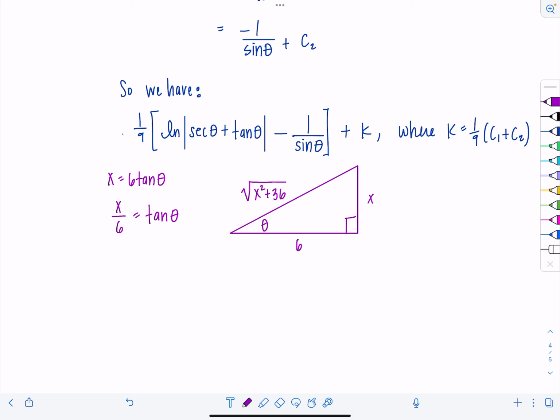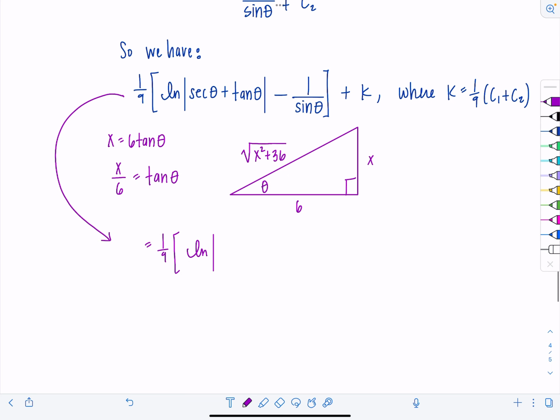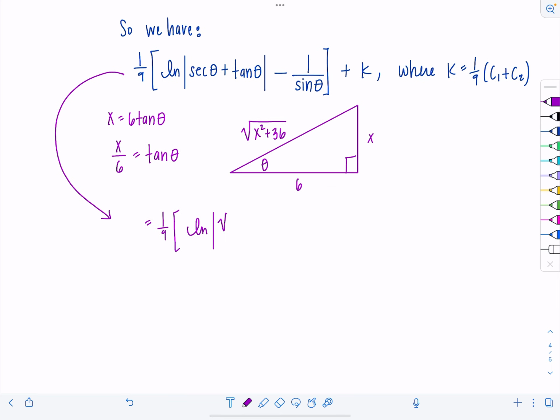Lovely. So let's substitute everything back in now. We have 1/9 times natural log, absolute value, secant theta. So remember, cosine theta is adjacent over hypotenuse, so secant theta is the reciprocal. It's hypotenuse over adjacent. Hypotenuse is rad x squared plus 36 over 6, that's x over 6. Bam. Minus 1 over sine theta.